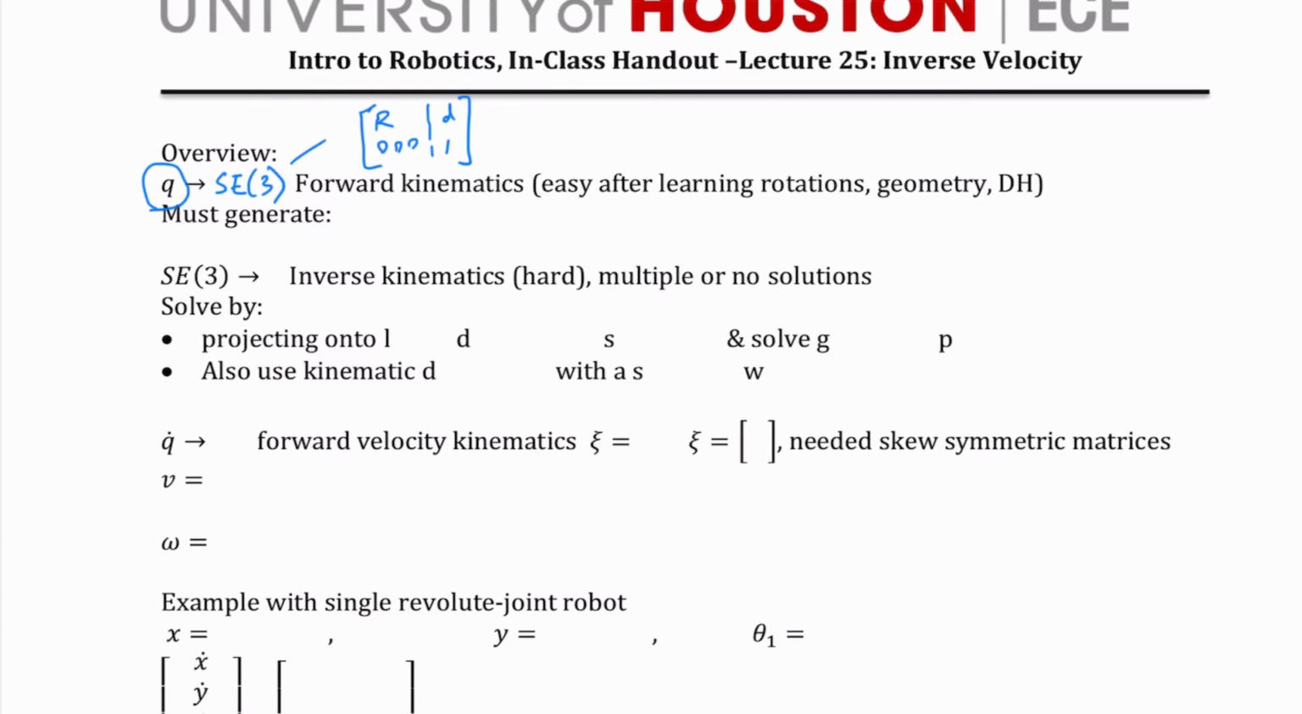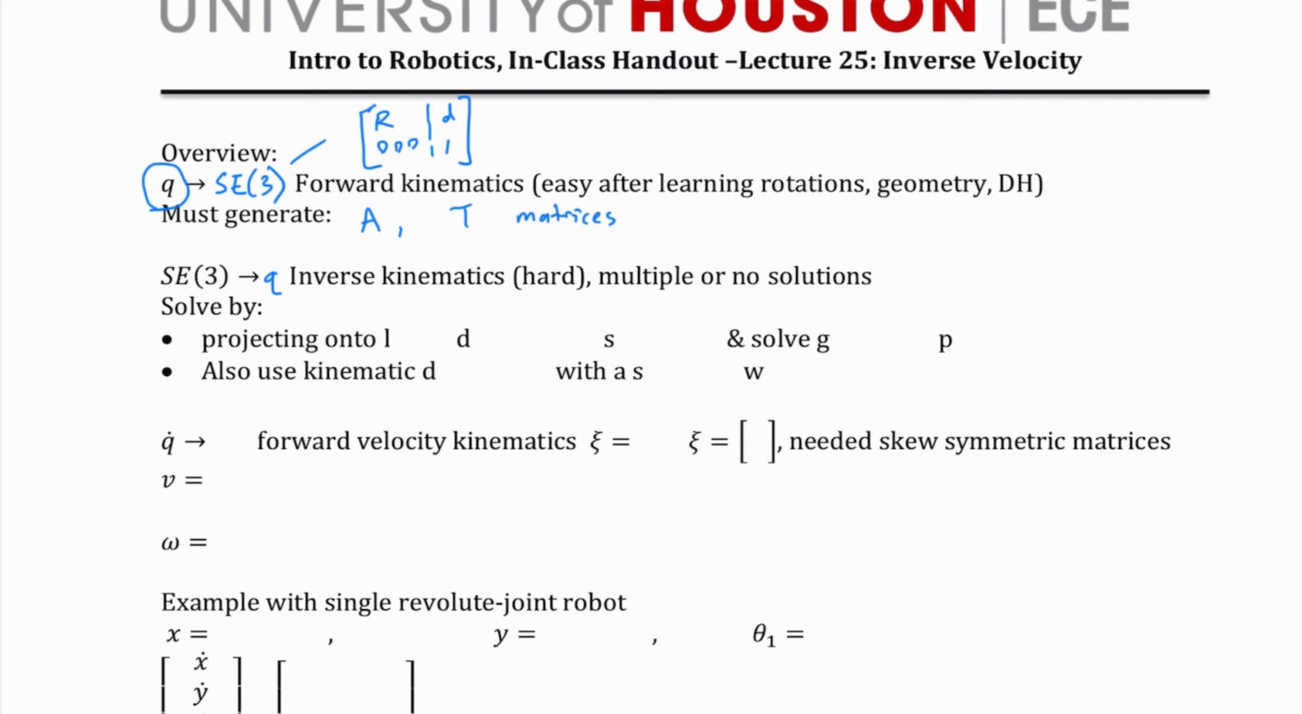In order to do this, we have to generate our different homogeneous transforms, which we called our A and then our T matrices, where we have one A matrix for each joint, and then those can build up to be our total transformation by multiplying them together. Now when we do inverse kinematics, we're doing the opposite. We're going from SE3 back into our joint configurations.